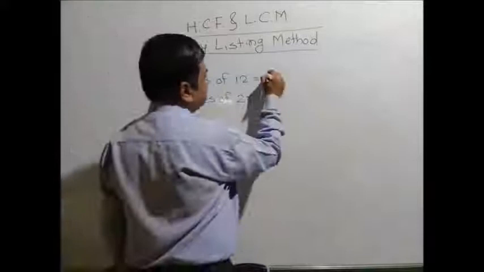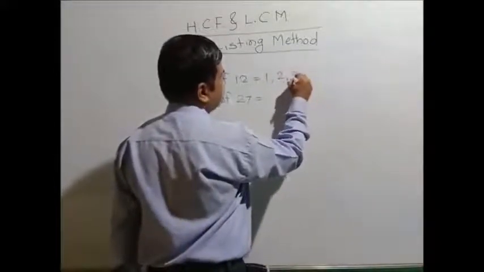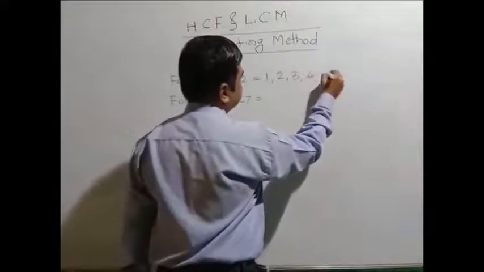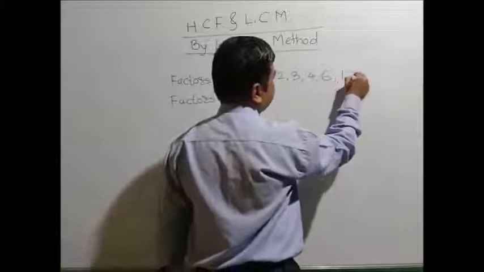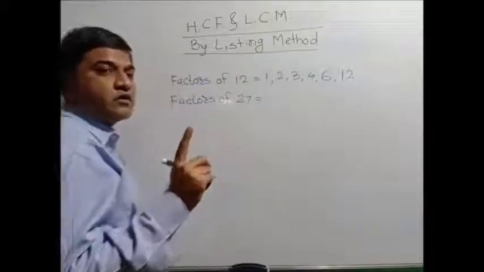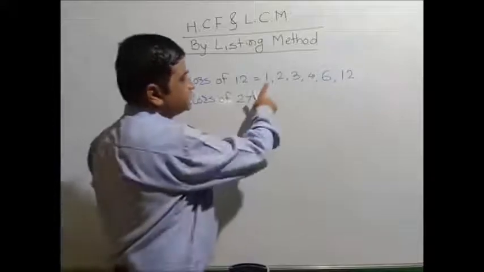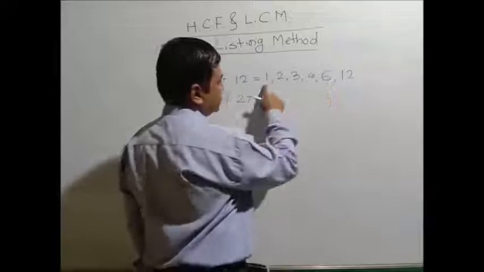Now, what are the factors of 12? Yes, 12 can be divided by 1, first factor. Then it can be divided by 2, it can be divided by 3, it can be divided by 4, it can be divided by 6, and lastly, it can be divided by 12. Well, how to check that you have found all the factors is you take the first factor and the last factor. You multiply them. 1 12s are 12.